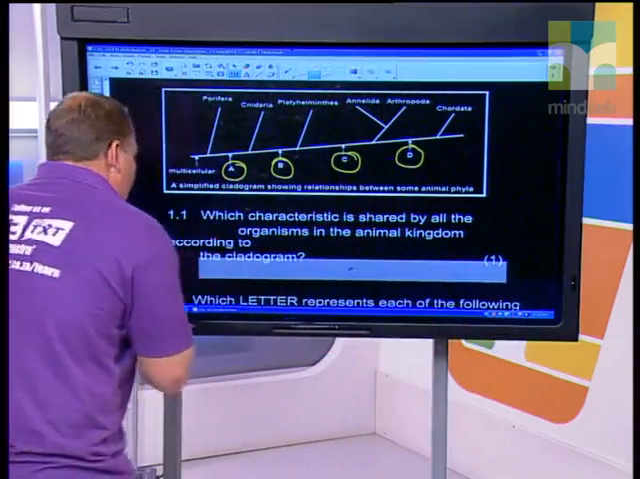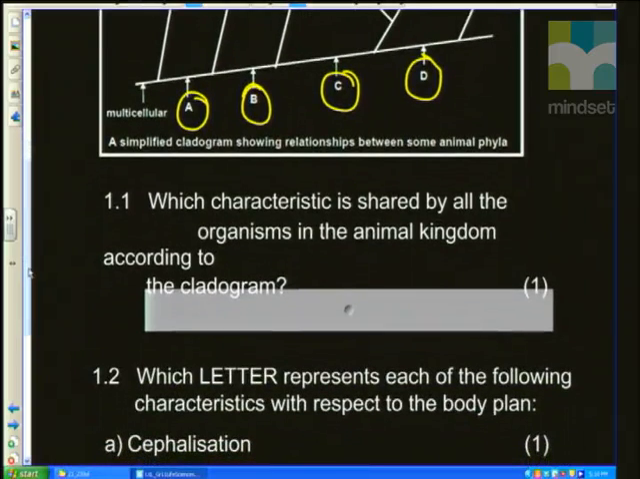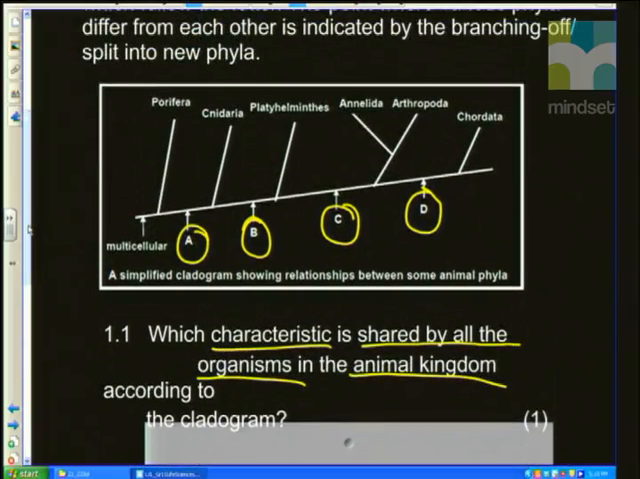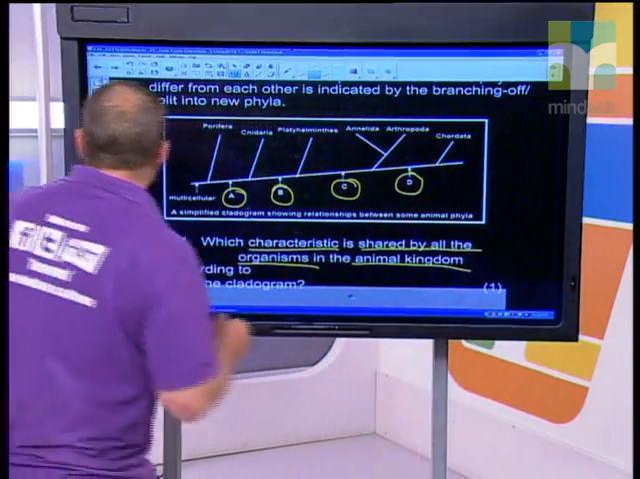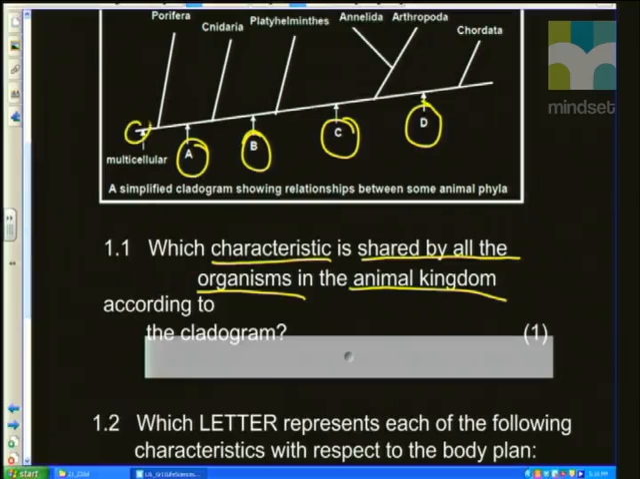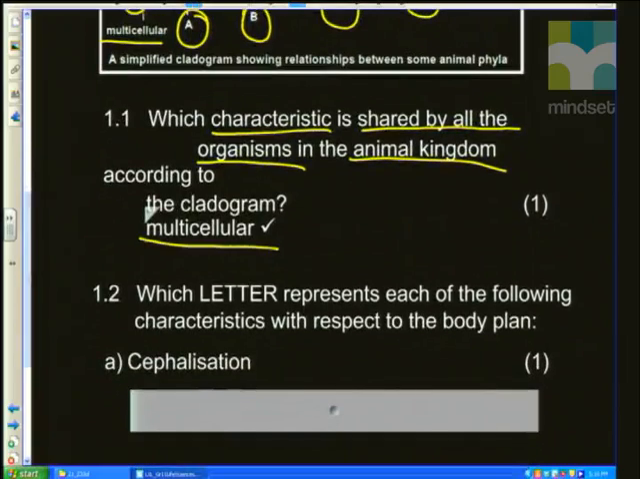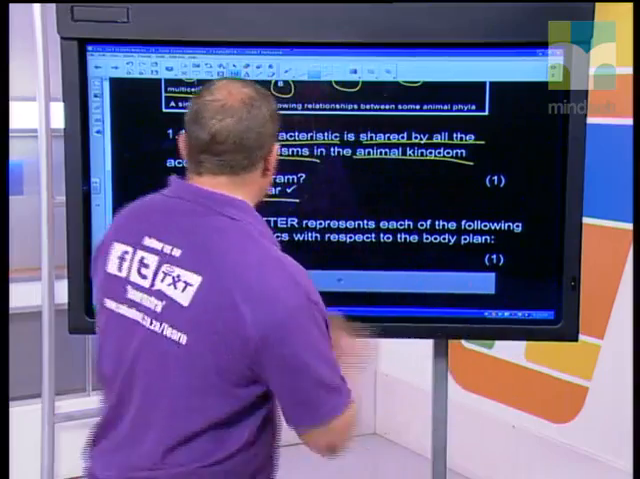Okay, firstly, which characteristics, you know what characteristics are, right? Which characteristics are shared by all the organisms in the animal kingdom? So in this part here, which one do all of them have in common? Think about it very carefully. It's normally the starting point. So if we go down from the starting point, what is it? Nice and easy. It's multicellular organisms. Let me just underline it so you can see it. All of them are multicellular, meaning more than one cell. Nice and easy. Next one.